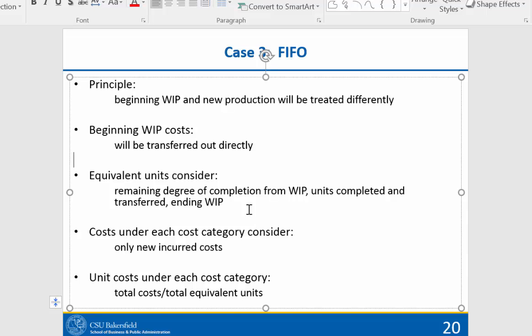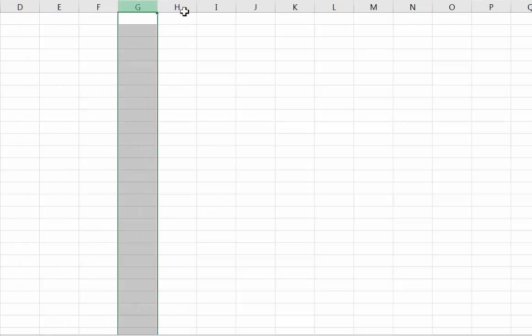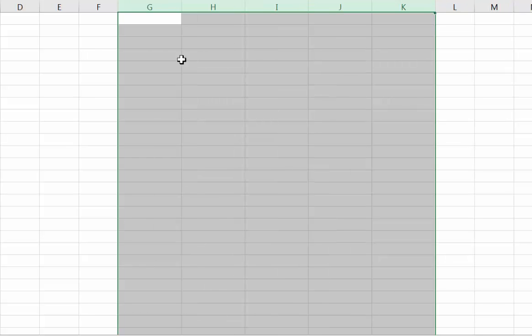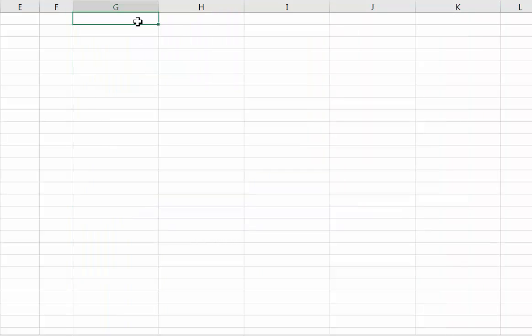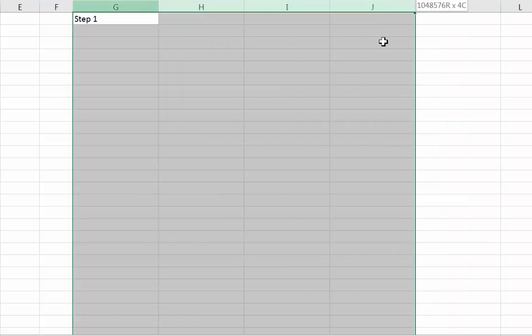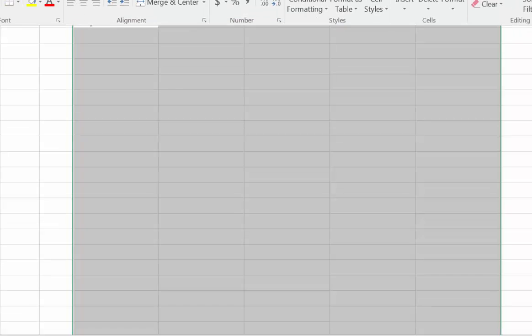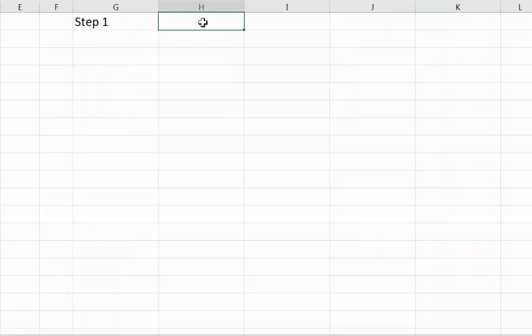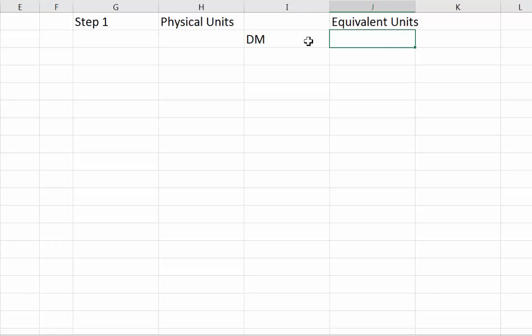I'm going to go through the calculations to make sure that you understand all these technical details. So let me pull out the Excel file and work on these questions. This is what I have right now, and we are going to go through step 1. Let me make them relatively bigger here. In step 1, we figure out the physical units. In step 2, meanwhile, we figure out the equivalent units. Once again, we have two different costs: one is DM, one is conversion. These are the same.